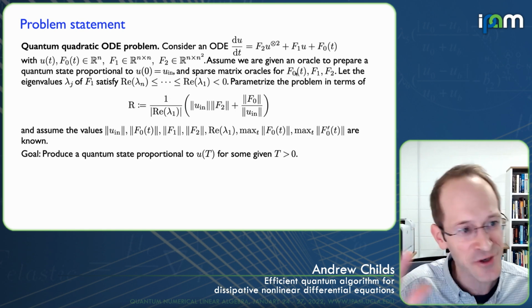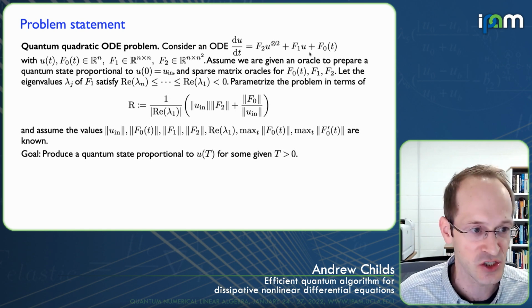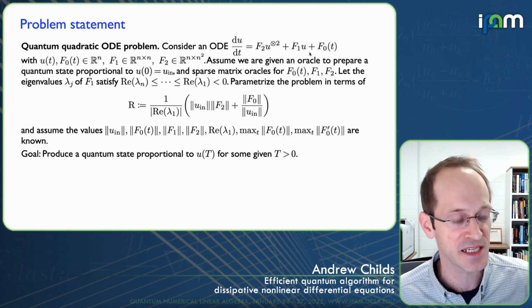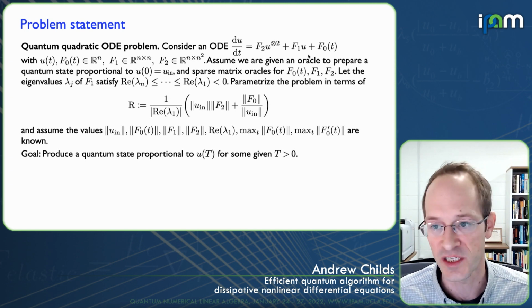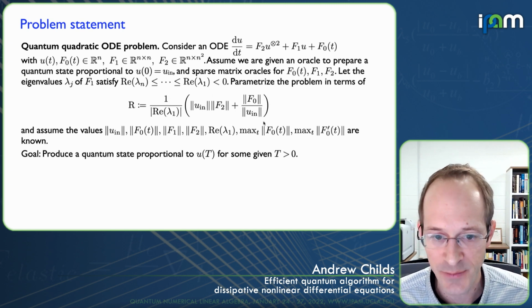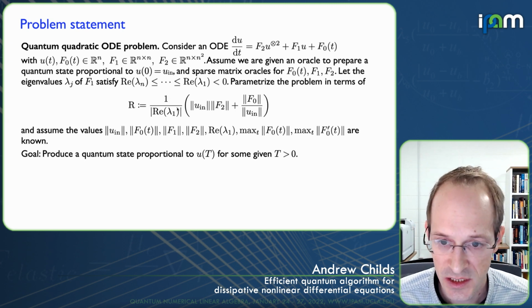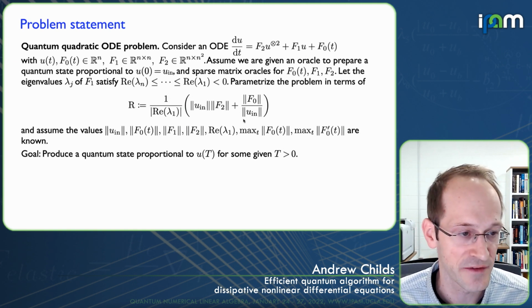We assume all the standard kind of stuff about the sort of access that we have to these matrices and to the initial state. So we have all the kind of sparse access that we would need to do the quantum simulation and state preparation that we want to be able to do. So this parameter R is basically capturing the strength of the dissipation, the dissipative part of the linear dynamics, relative to the nonlinear and driving terms, right?